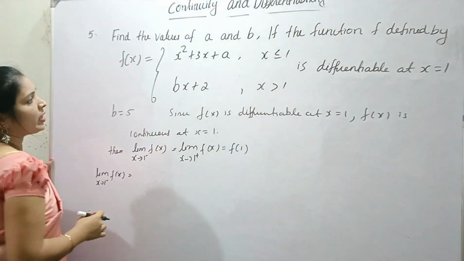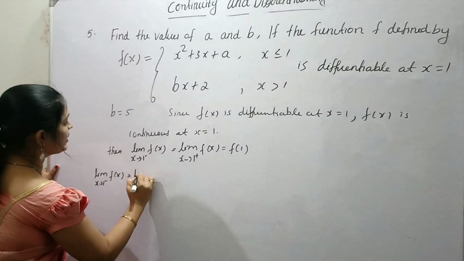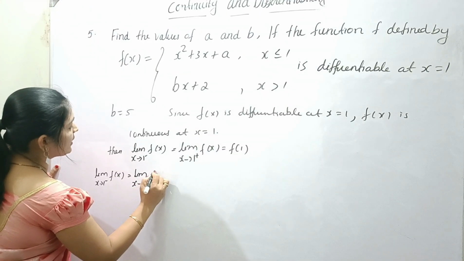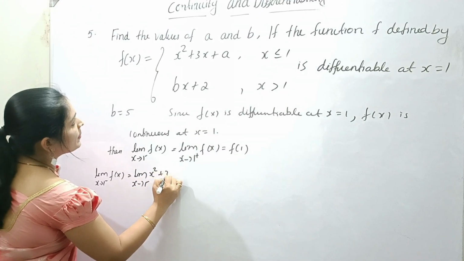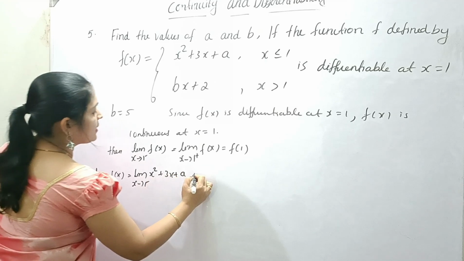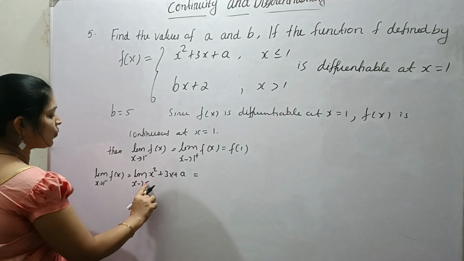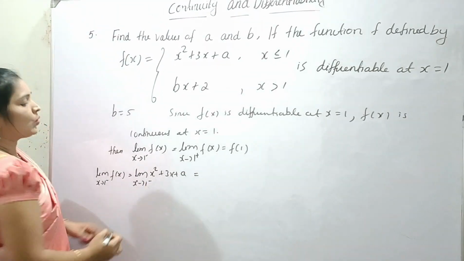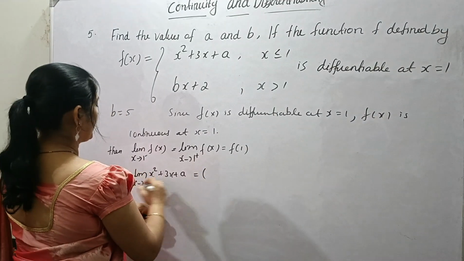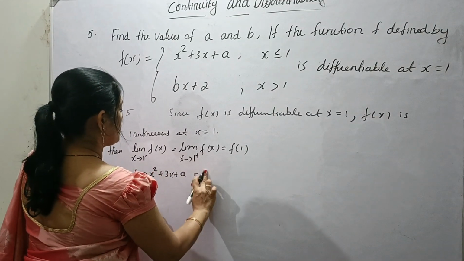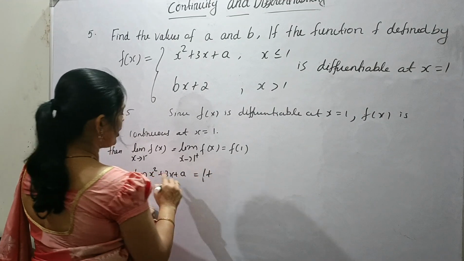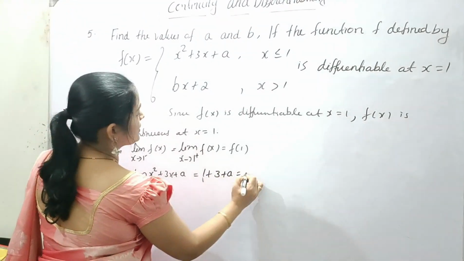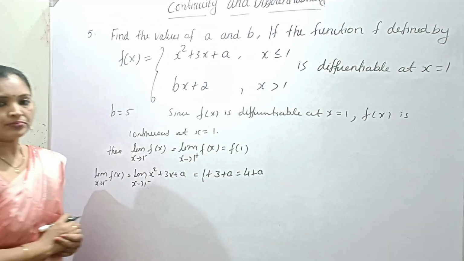The function is x square plus 3x plus a. So limit x tends to 1 minus x square plus 3x plus a, that is equal to, substitute x is equal to 1, 1 plus 3 into 1, 3 plus a, that is equal to 4 plus a.